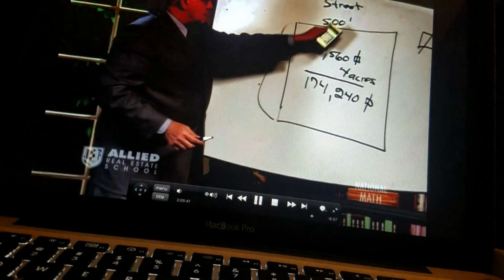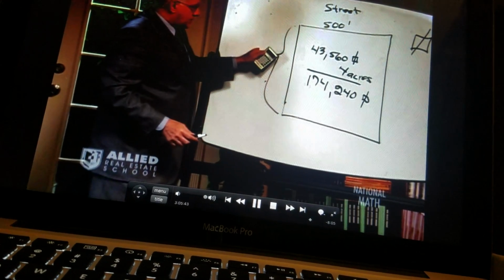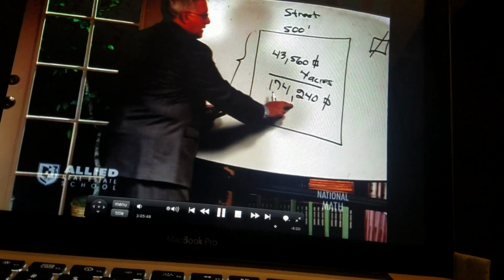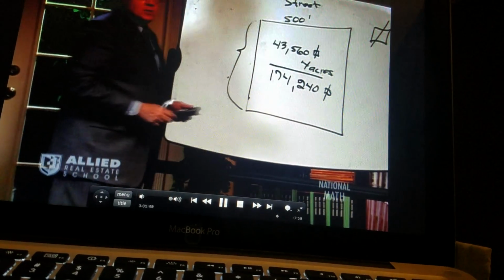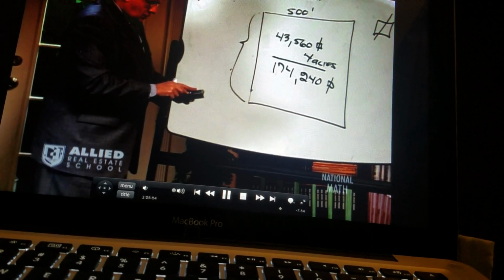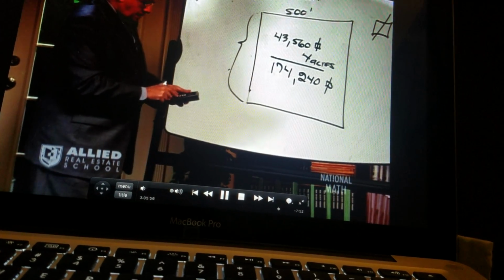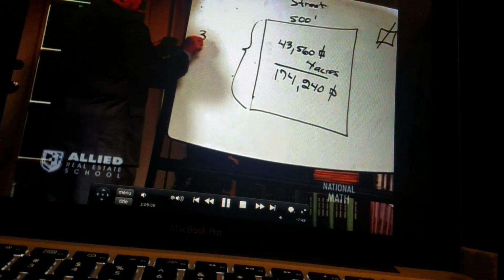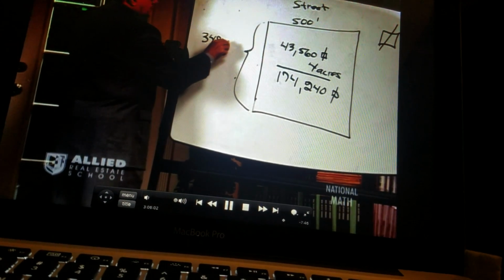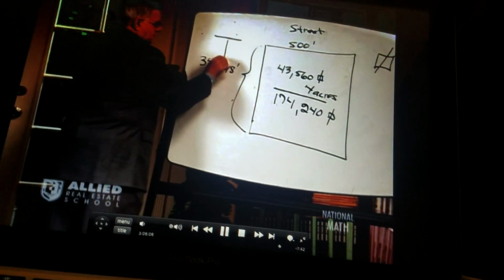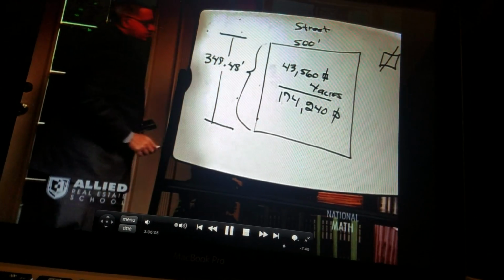So we know that if we took the length times the width, we would get the area of the property. So if we take our area and divide it by the 500-foot frontage, we should get the depth of our piece of land. So we divide that by 500, and we find out that our land here is 348.48 feet, and that's from here down to here.